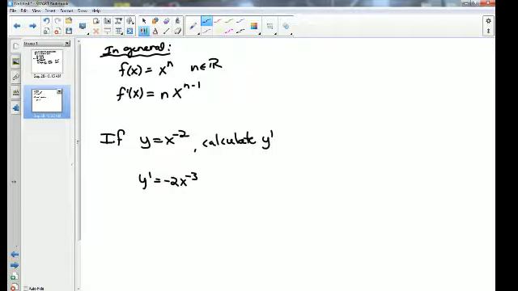So bring the exponent out front and subtract 1. Negative 2 minus 1.